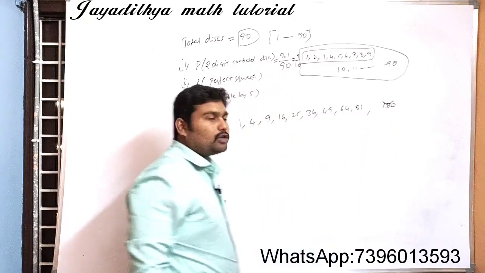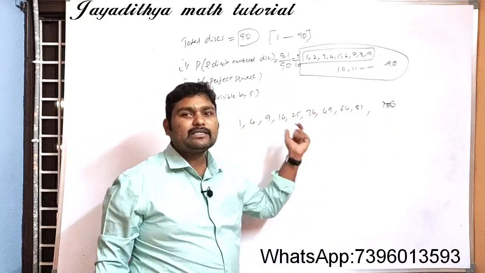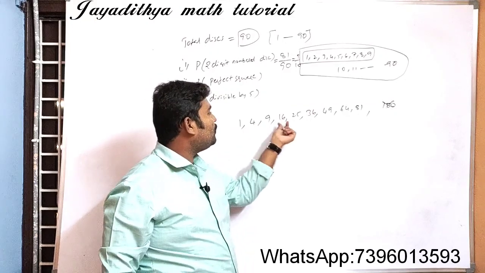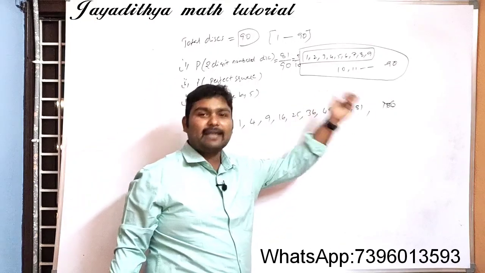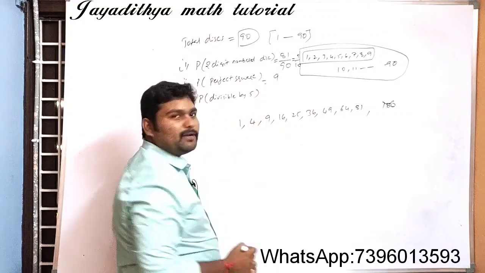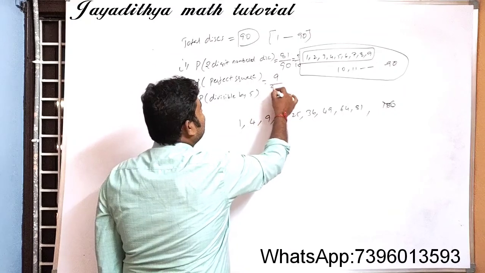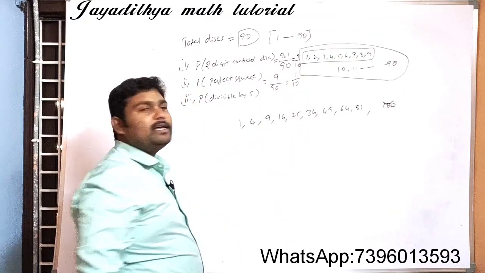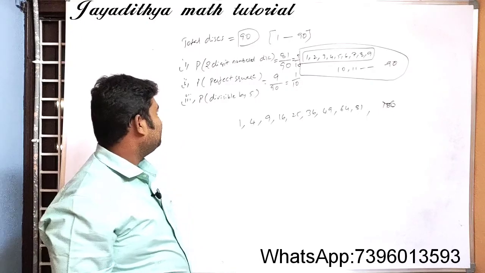100 is not there in our box. So these are the numbers which are perfect squares. How many numbers do we have? 1, 2, 3, 4, 5, 6, 7, 8, 9. We have 9 perfect squares, that means we have 9 perfect square numbers out of 90. If you simplify, you will get 1 by 10.